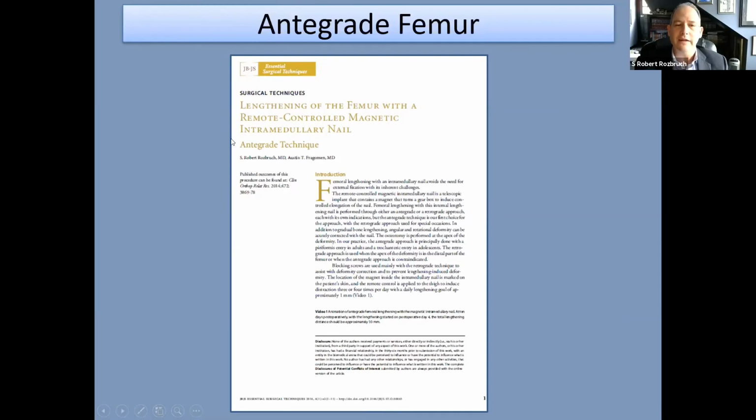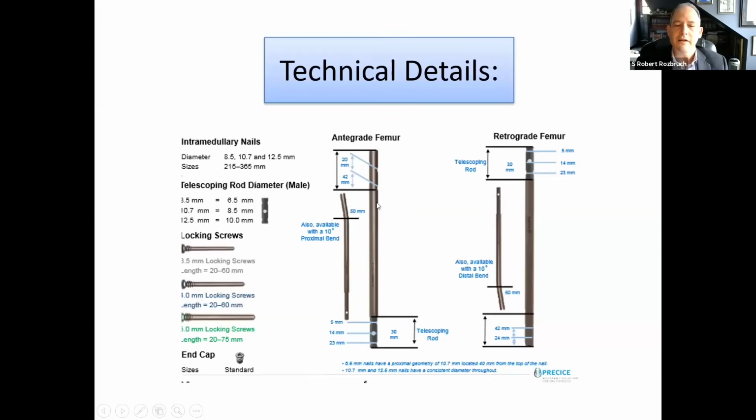The technique of an antegrade lengthening is reviewed nicely in this surgical technique paper. That is the most common utilization of this technique, the antegrade internal lengthening nail for leg length discrepancy in RSS patients. Some of the technical details of the nail: again, it's a telescopic nail where this part of the nail elongates. It initially starts with a length of 30 millimeters sticking out. There's the ability to place 2 screws proximally and 2 screws distally, and there is a piriformis entry and a trochanteric entry option, and there is a retrograde option as well.